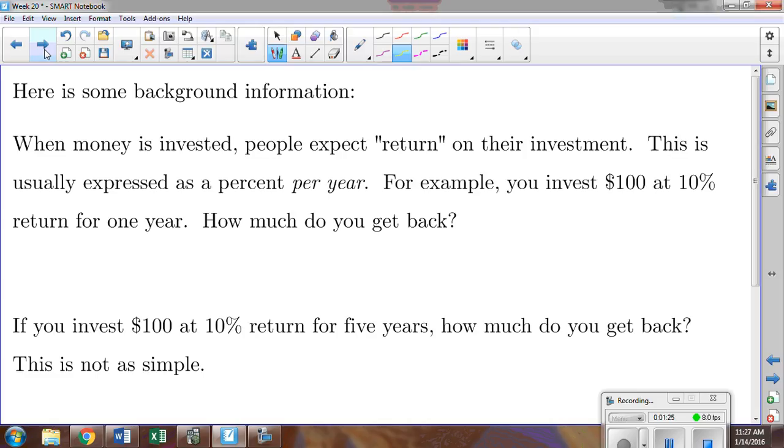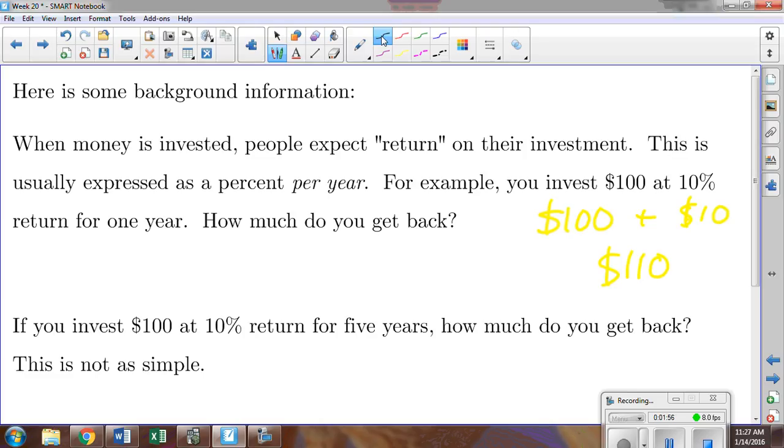In our first example that we'll consider, let's say I invest $100 at 10% return for 1 year. How much money do I get back? Of course, I get my original $100 plus that 10%, giving me a total of 110%, or $110. Well, if you're looking at a percent for 1 year, it's fairly straightforward.